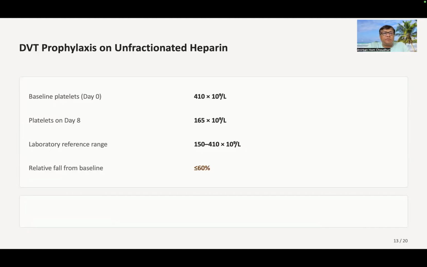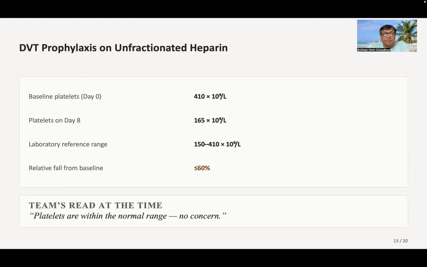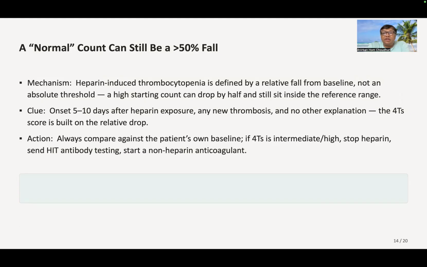Next, the patient is found on DVT prophylaxis with unfractionated heparin. The baseline platelets on day 0 are 4 lakhs. The platelets on day 8 are 1.6 lakhs. The laboratory reference range is 1.5 to 4, and the relative fall from baseline is around 60%. The team's take on that was that the platelets are within the normal range, so there is no cause for concern. But you have to remember that a normal count can still be more than a 50% fall.